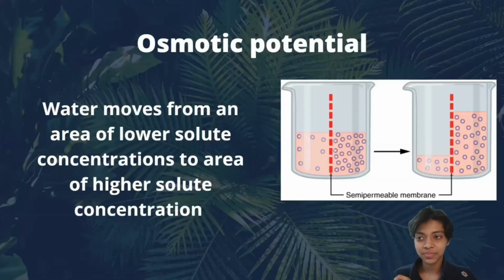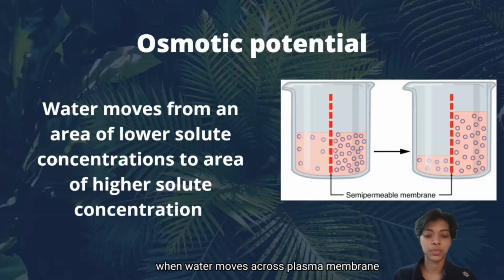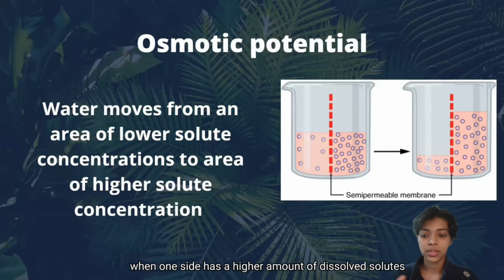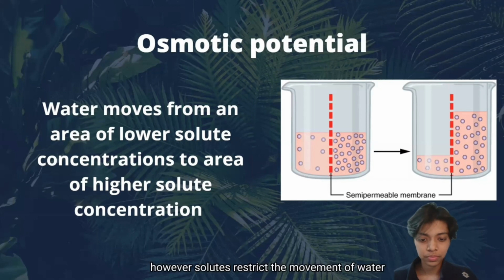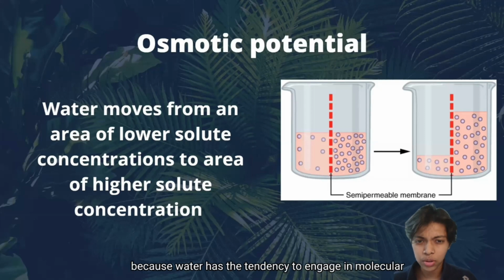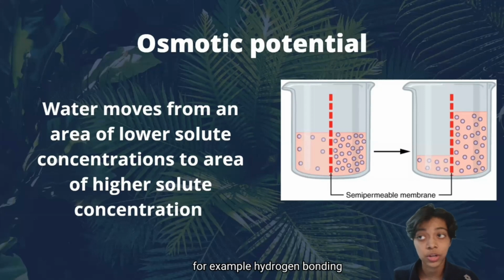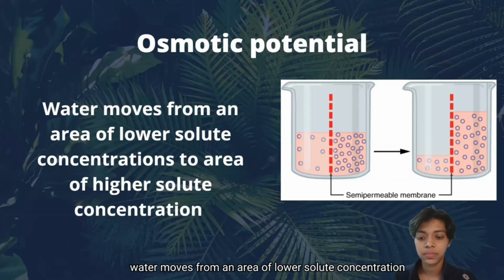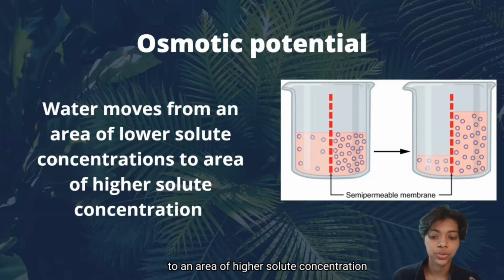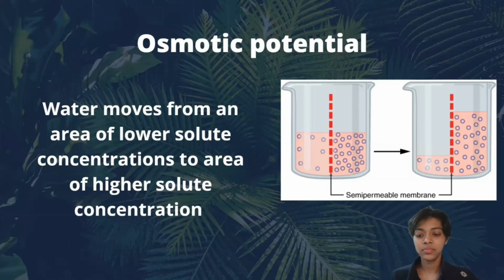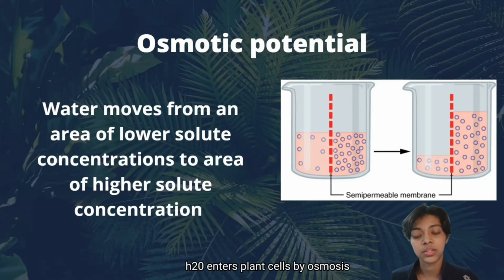Osmotic potential. You know osmosis? It is when water moves across the plasma membrane when one side has a higher amount of dissolved solutes. However, solutes restrict the movement of water because water has the tendency to engage in molecular interactions with solutes, for example, hydrogen bonding. Water moves from an area of lower solute concentration to an area of higher solute concentration. H2O enters plant cells by osmosis.